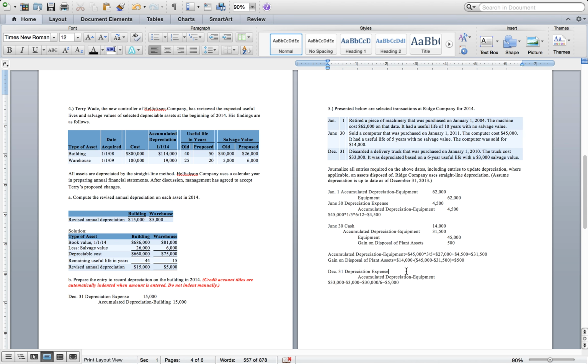So to record this depreciation expense, we go back up here. Again, debit depreciation expense for $5,000. Then credit accumulated depreciation equipment for $5,000. And the last part here again, it says, okay, now it says when you discard it. Okay, so again here, December 31.